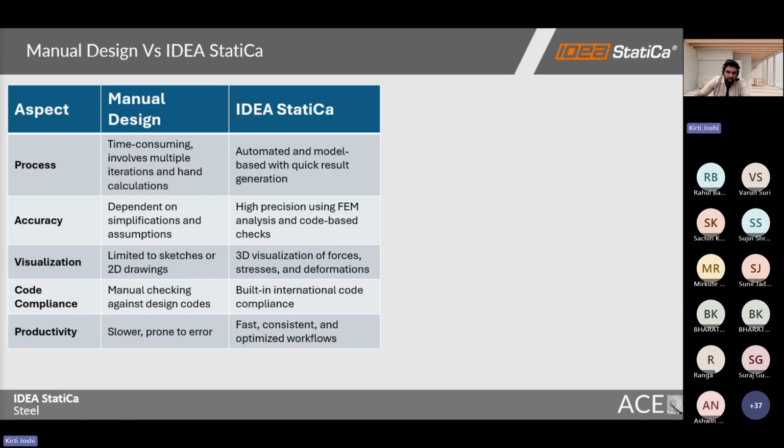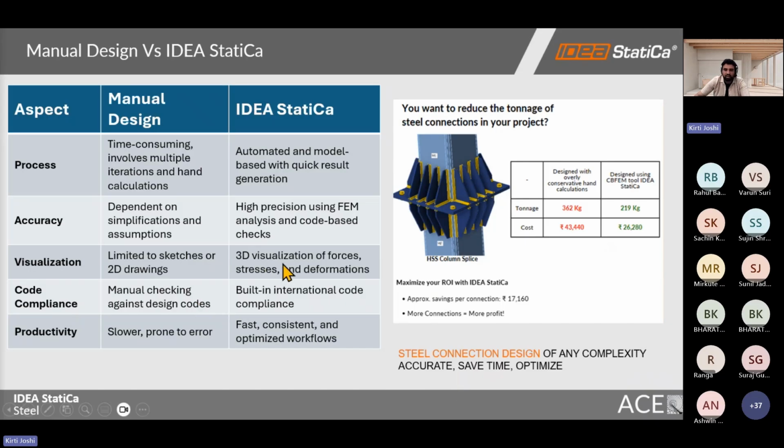So in the example shown on the right side, a manually designed column splice typically weighs more than the same connection designed using IDEA StatiCa, which saves the total cost for connections. So you can save both your tonnage and cost, even more with the number of connections, and you can get a strong return on investment with more connections that may lead directly to more profit. So in short, it enables accurate and optimized steel connections that can save both time and material cost.